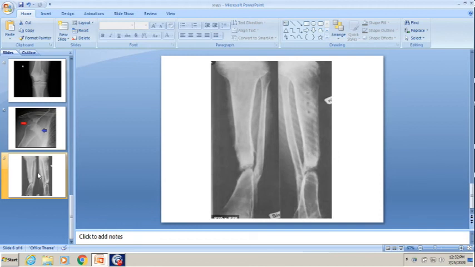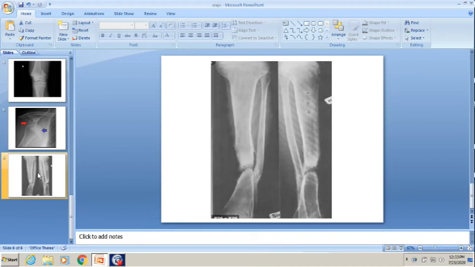Sir, first I said you have to describe the X-ray. It is an AP view showing tibia and fibula in both lateral views. It's the lower third of tibia, and there is also a malunion in the fibula. Fibula is malunited, you can see.